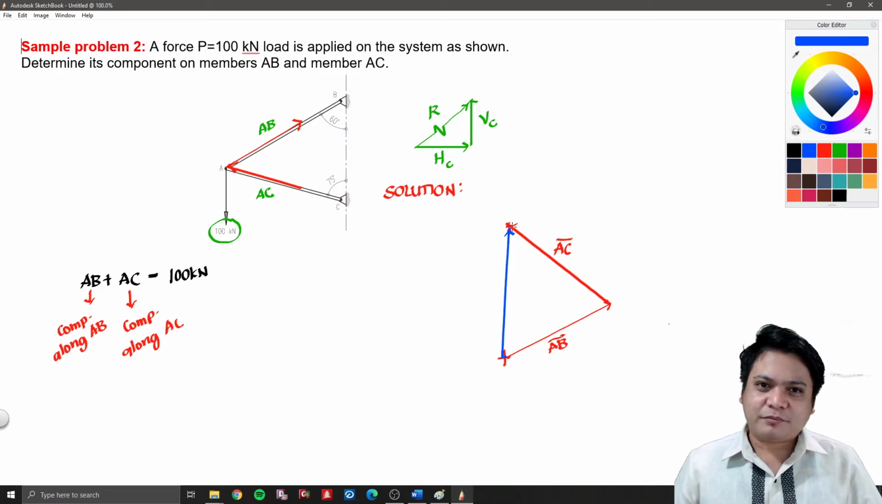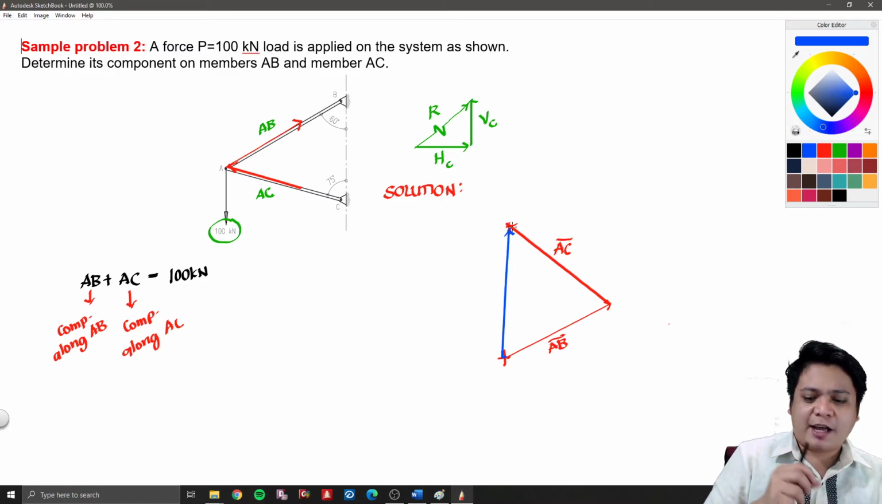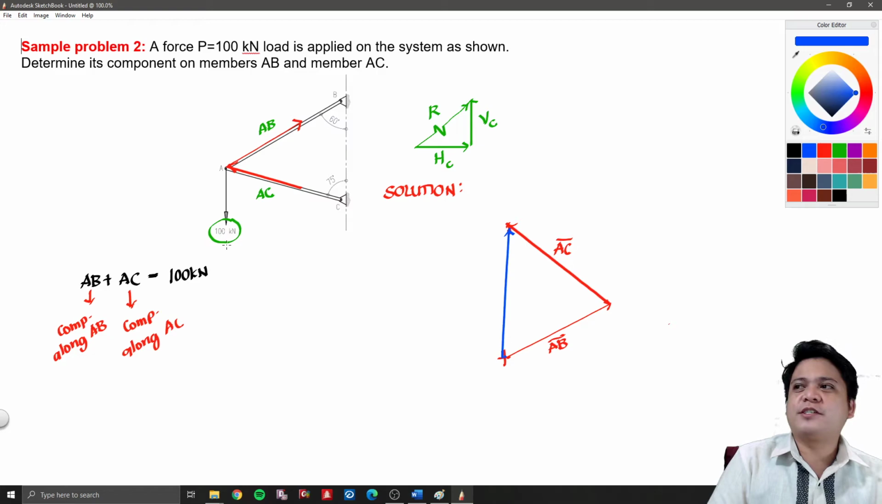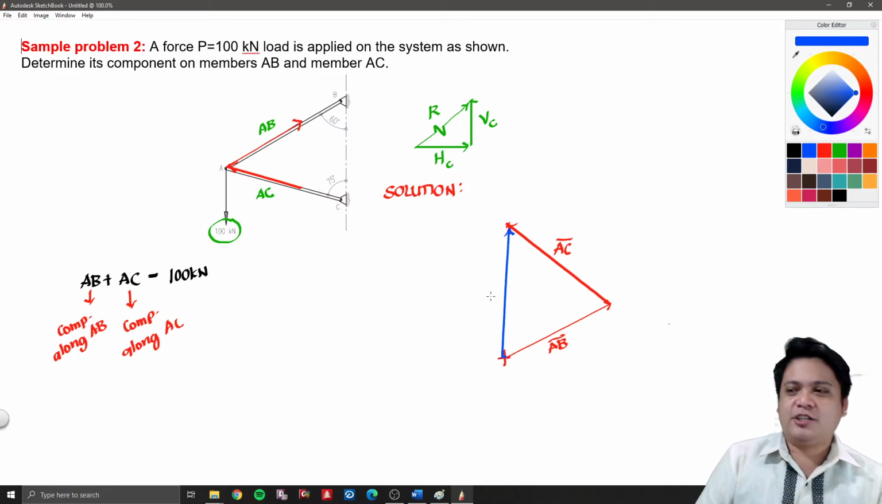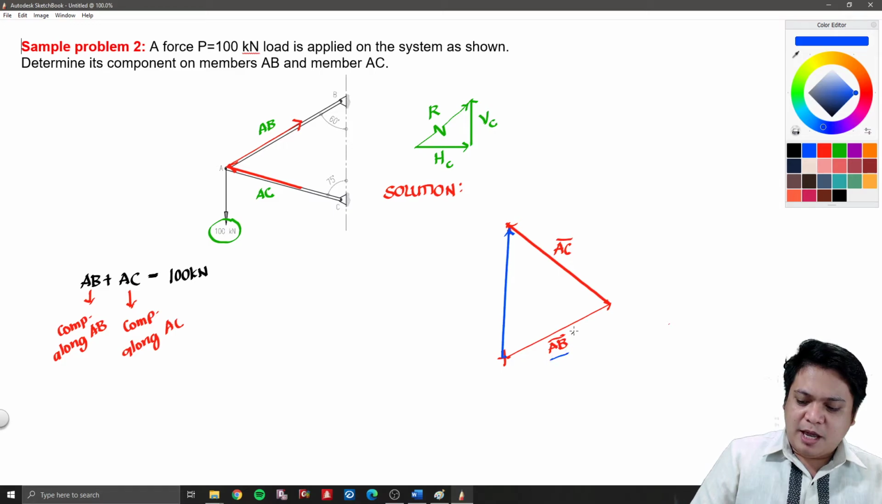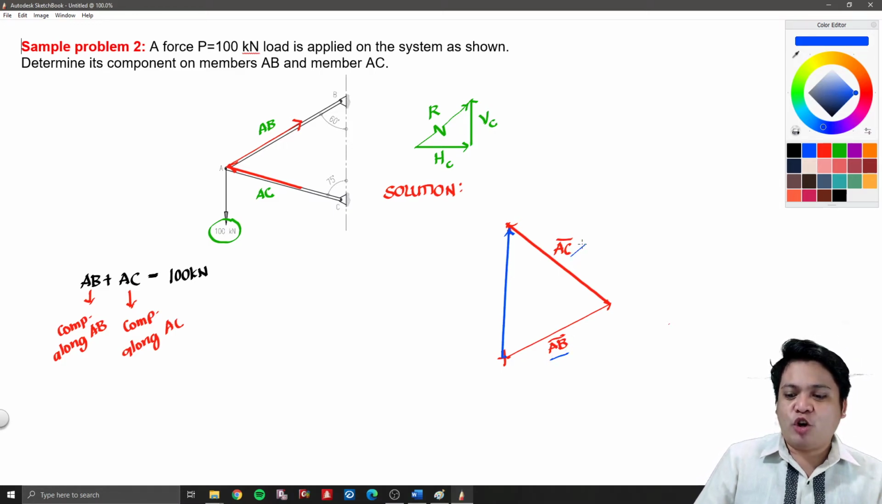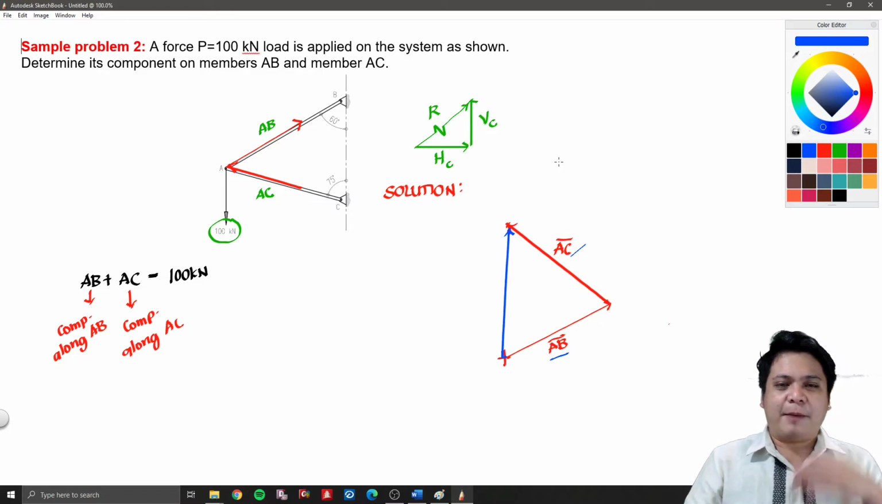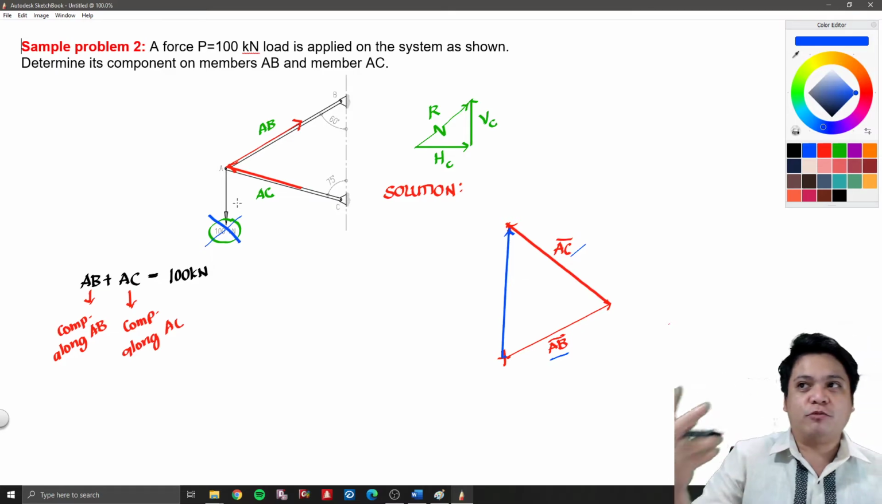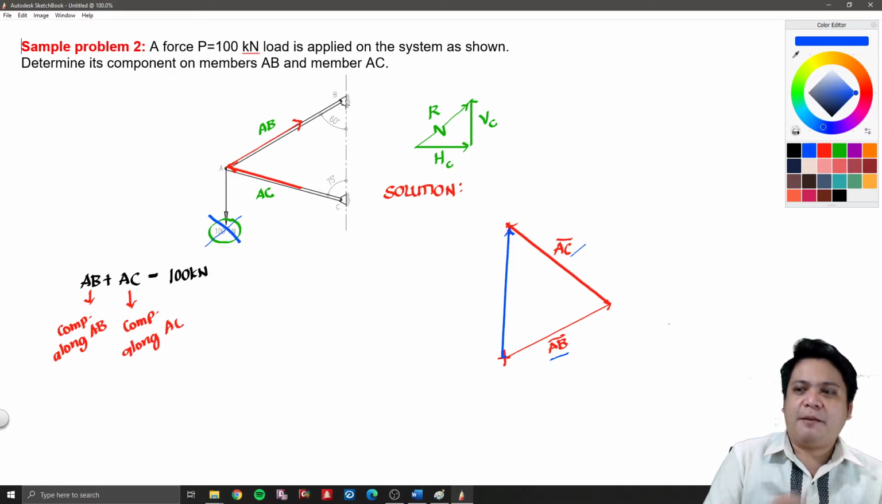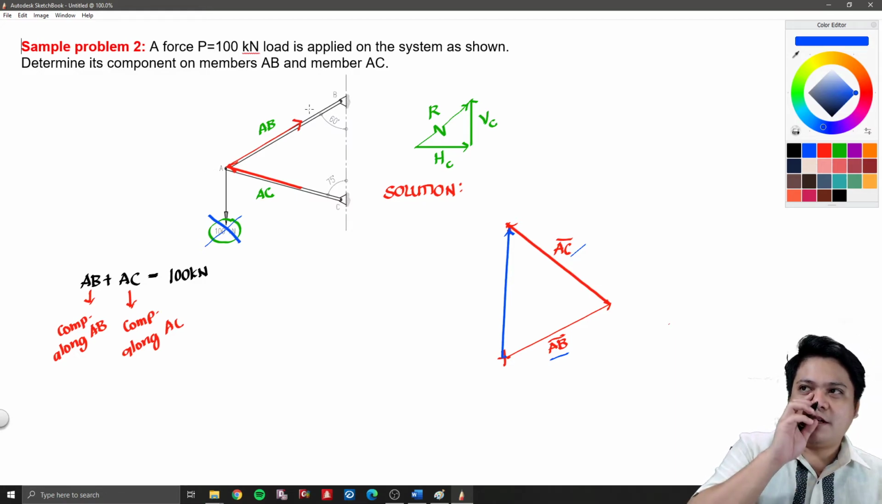Now, sir, why is that? The 100 kilonewton in the figure is a downward force. Why in our drawing is it now an upward force? This is the reason. Our AB and AC are the effect on your system, so it is really an upward force. Assume that you don't have the 100 kilonewton yet. Imagine this is your force: AC is upward, AB is upward.